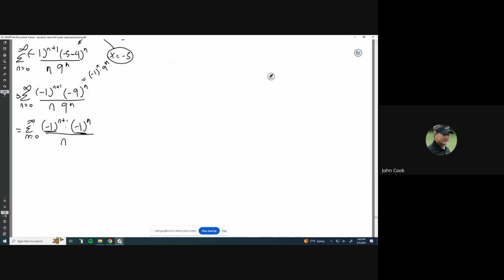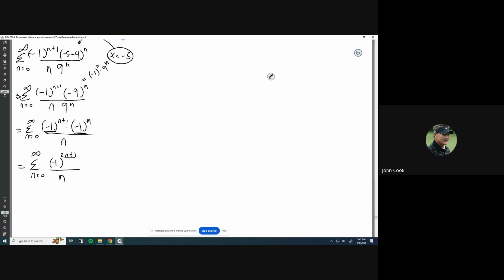I'm going to use that rule with this stuff here, because they have the same base, negative 1. So if I rewrite it, it looks something like this. Negative 1 to the power of n plus 1 plus n, all over n. Well, n plus 1 plus n gives me 2n plus 1. And here's the deal. No matter what n value I plug in here, I'm going to end up with an odd number every single time.